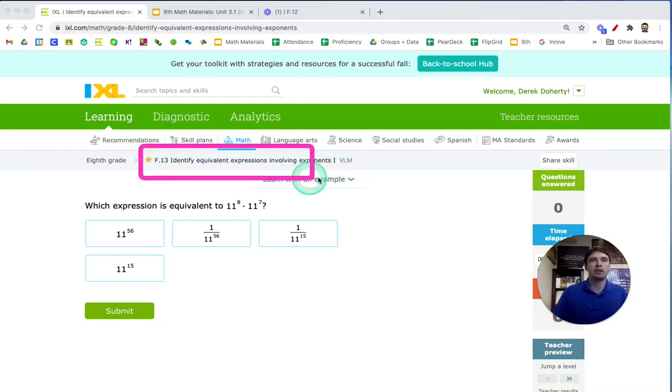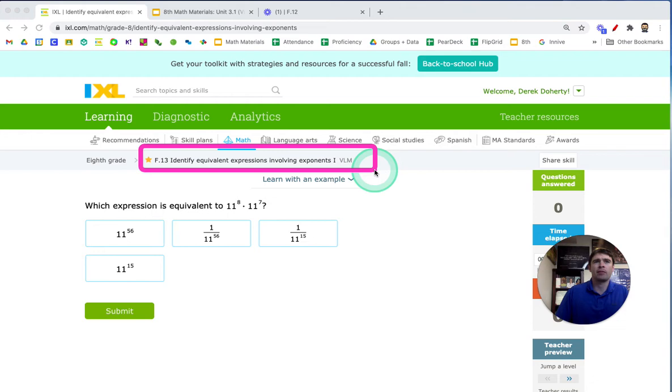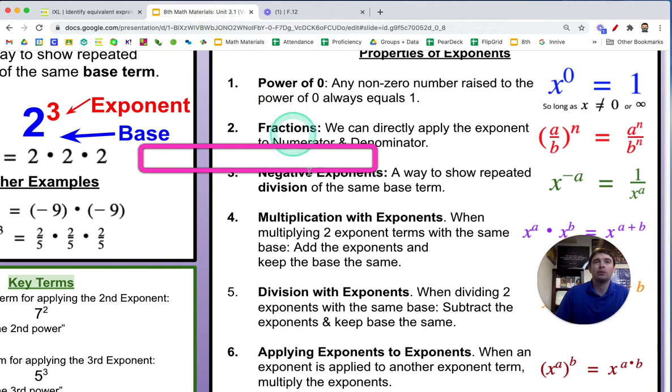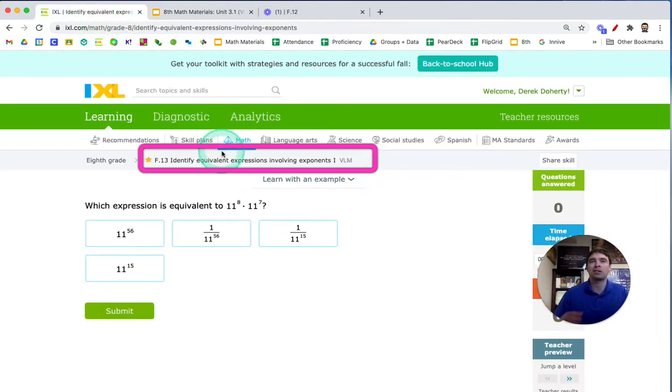Hello 8th graders, in this IXL support video we're taking a look at F13 towards the end of our exponent work, called Identify Equivalent Expressions Using Exponents. Like F12, we're going to be using our properties of exponents to do some work with exponents, but instead of evaluating all the way, we're just going to find which expressions are equal to the one we start off with. It's going to be a lot like F12 in that we need to know these different properties for multiplying or dividing with exponents, and then how to use those rules.